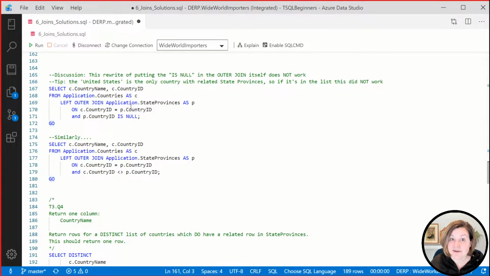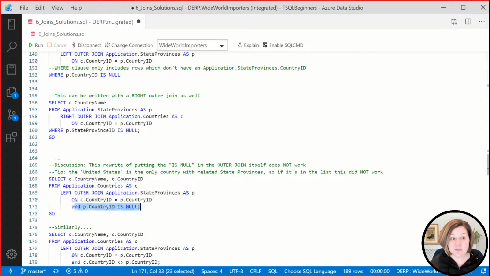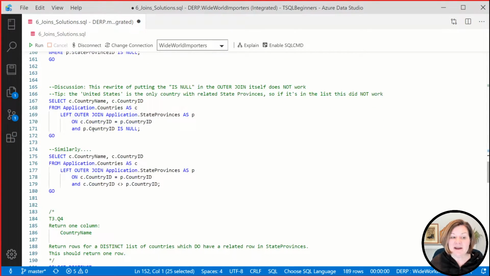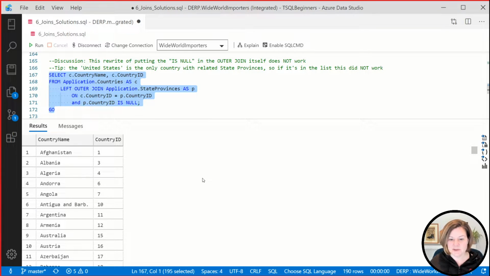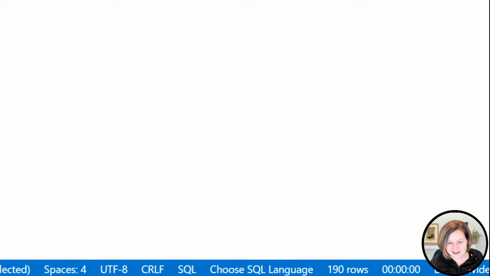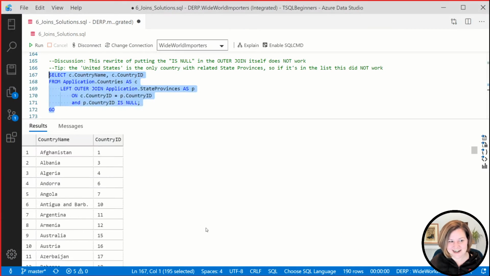One question that I've gotten before when talking about this, that's why I bring it up, is what if I was to do it like this? Instead of putting this and country ID is null in the where clause, up here we have it in the where clause in both of these examples, what if we just put it in the join itself? Well, let's run this and see how many rows we get back. We get 190 rows back. We don't get 189 rows back. We get 190 rows back.